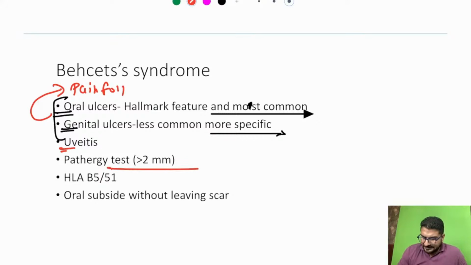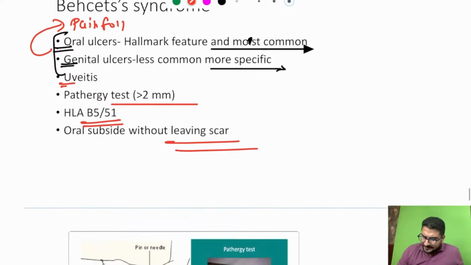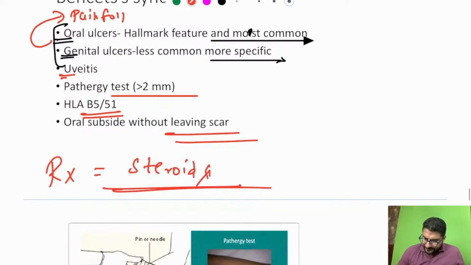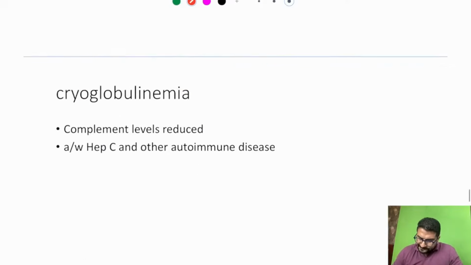Pathergy test will be positive. आप एक sterile needle patient को जब लगाओगे तो वहाँ एक bump बन जाएगा. HLA B5 और B51, लेकिन अल्सर ठीक हो जाएंगे without leaving a scar. So we also call this Silk Road disease, Behçet syndrome, and in treatment we give steroid. So this is the pathergy test that we do for Behçet disease or Behçet syndrome.